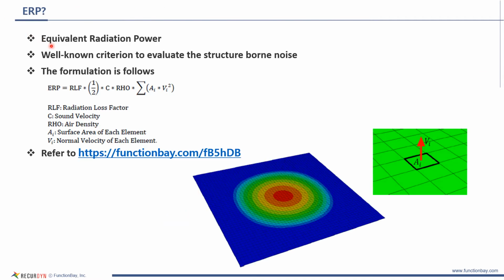The key of acoustics is ERP. ERP, equivalent radiation power, is a well-known criterion to evaluate the structure-borne noise. The formulation is as follows. You can refer to this link for more information.